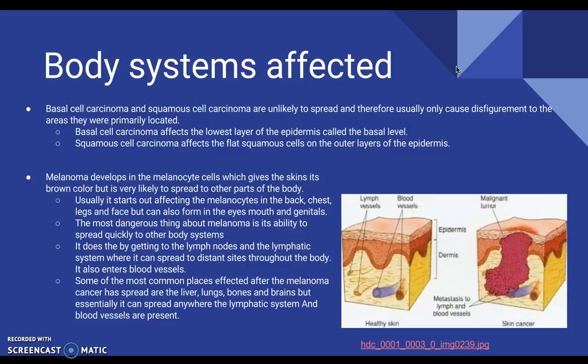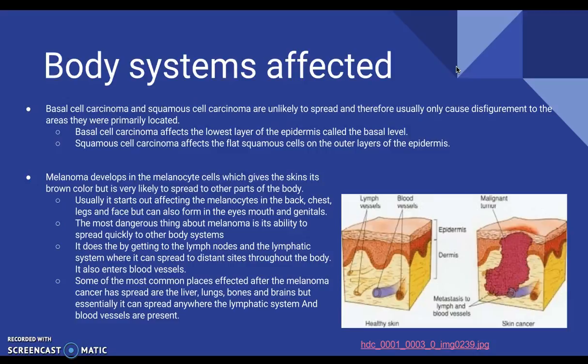Melanoma develops in the melanocyte cells, which give the skin its brown color, but can also be very likely to spread to other places in the body. Usually it starts off affecting the melanocytes in the back, chest, legs, and face, but can also form in the eyes, mouth, and genitals. The most dangerous thing about melanoma is its ability to spread quickly. It spreads through the lymphatic system, the lymph nodes, and the blood vessels. And once it gets into these, the melanoma can spread anywhere, such as the liver, lungs, bones, but can pretty much be anywhere the blood vessels or lymphatic system is present.